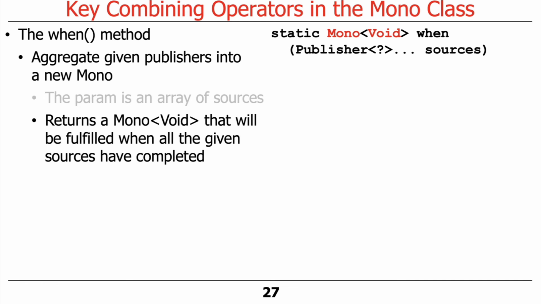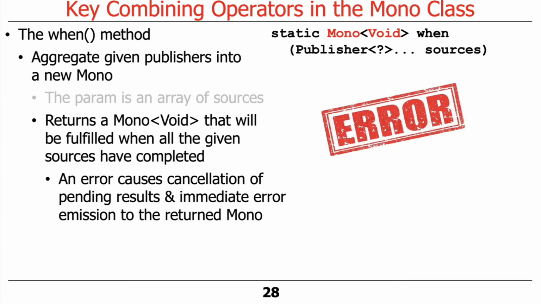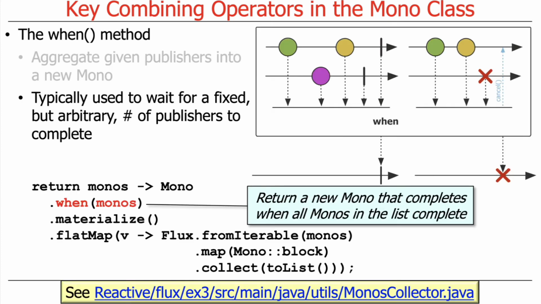So remember, a mono to a void doesn't actually emit any result because void is the non-result. It's like the anti-result. So it just indicates we're done. It doesn't say, and here's the result. If an error occurs, then it will give an error emission in the returned mono. So there won't be any result that comes back at all. It'll indicate an error that occurred.